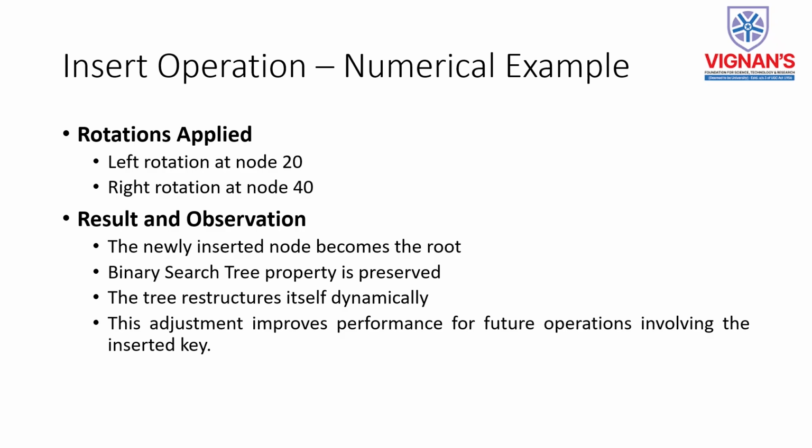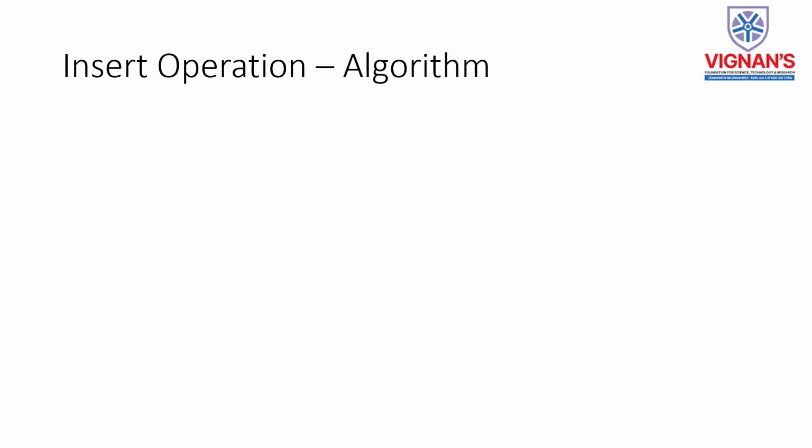Tree diagram explanation. In the final tree shown, 25 is at the root, 20 is the left child, and 40 is the right child. This confirms that the inserted node has been successfully splayed to the root while maintaining correct tree structure. Here is the algorithm for the insert operation.